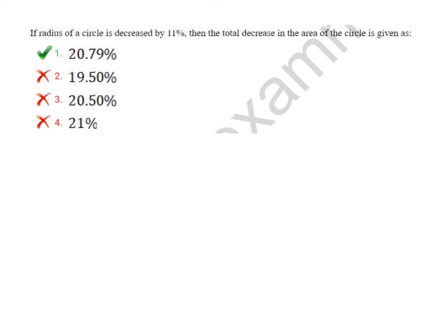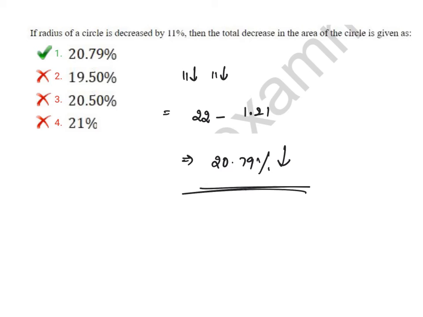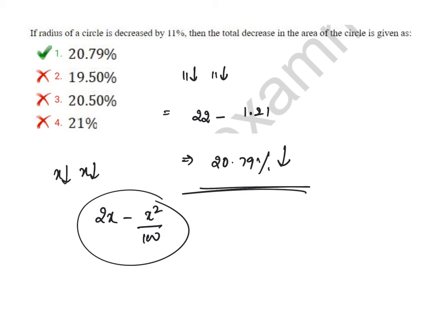Next. If the radius of a circle is decreased by 11%, then the total decrease in the area of the circle? So if the radius decreases by 11%, again followed by 11, because circle area is pi r square, it is 2 times decreasing. So I can say 22 minus 11 square by 100 is 1.21. So 121 by 100, I am directly taking it. 20.79% decrease in the total area. So you can directly use the formula 2x minus x square by 100. This is when x decrease is followed by x decrease.